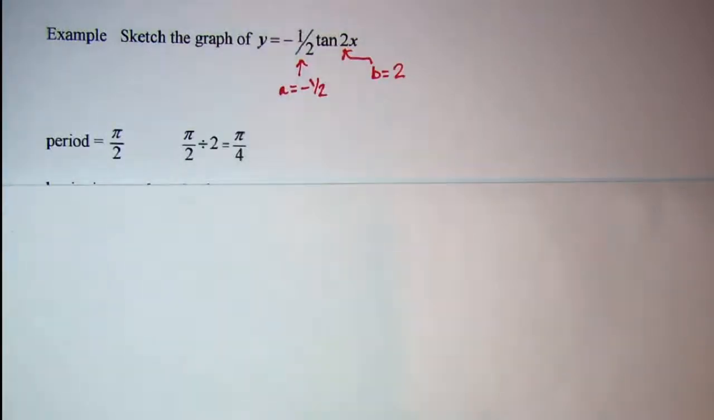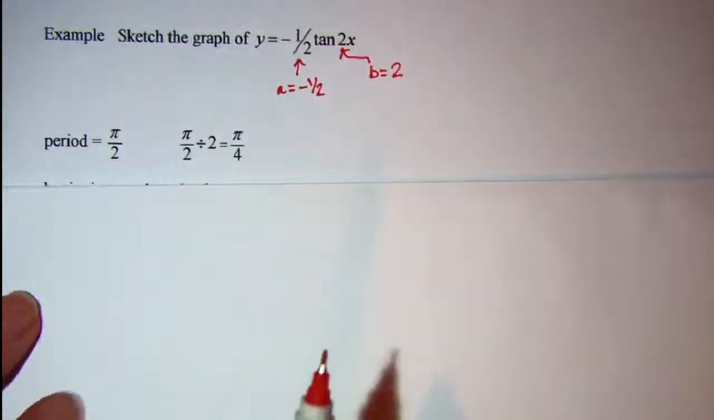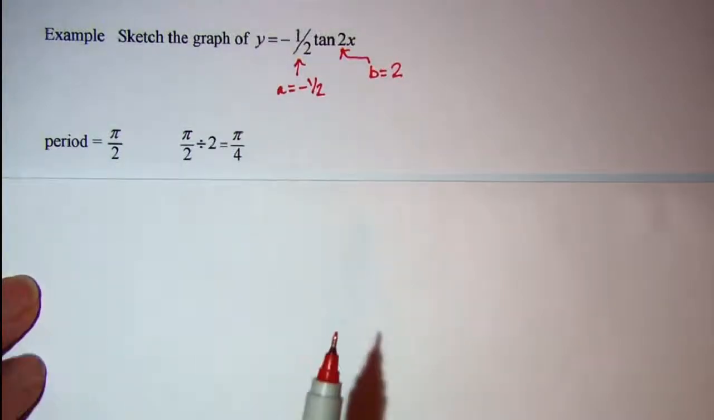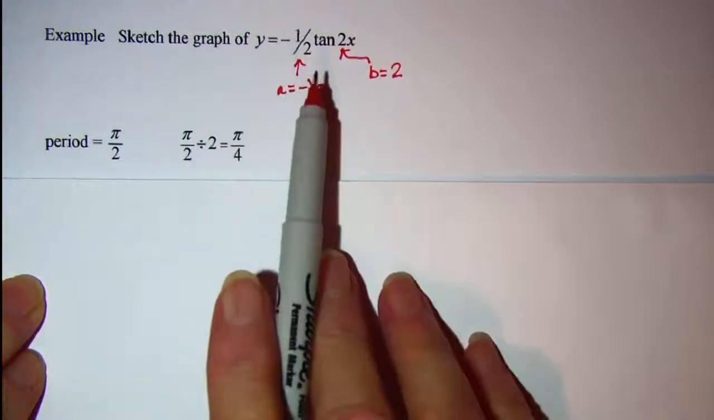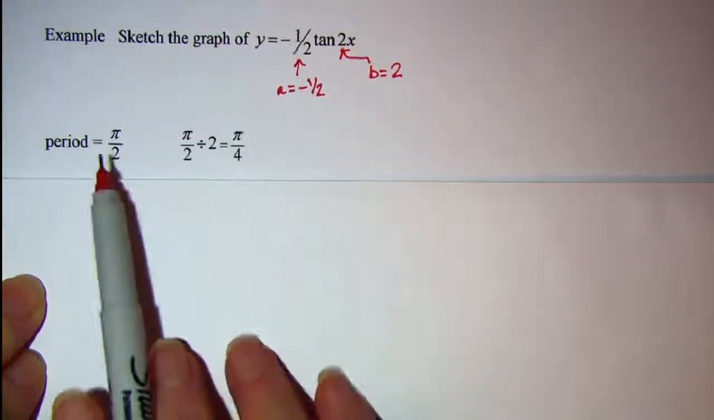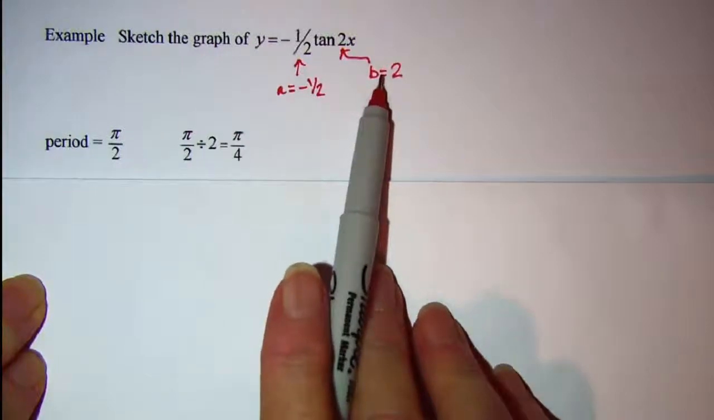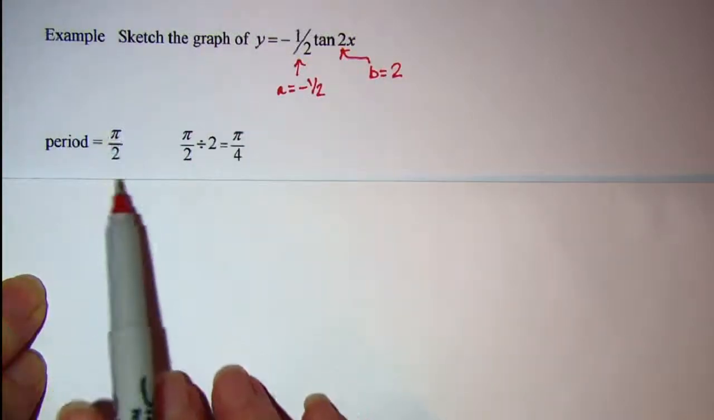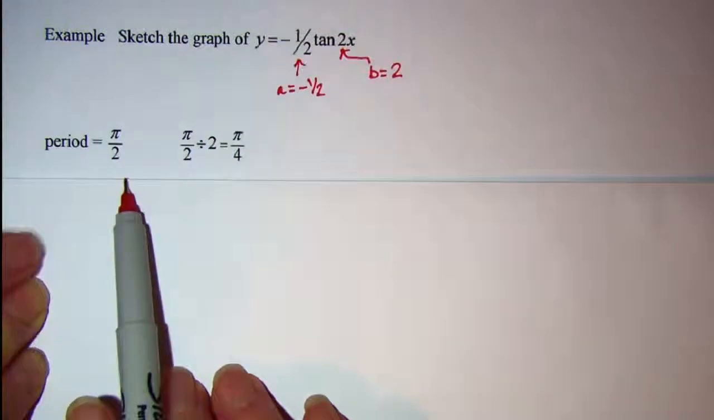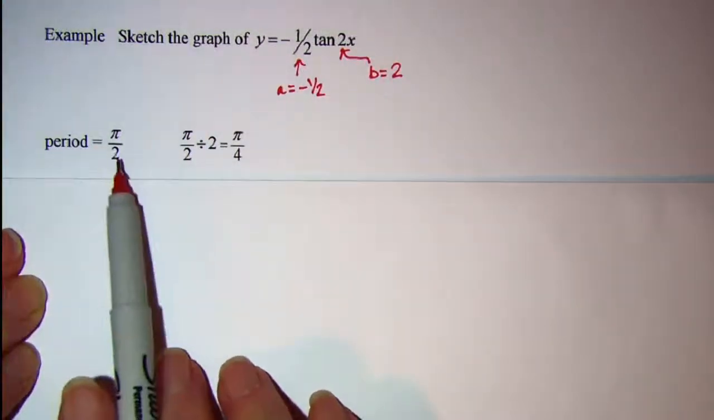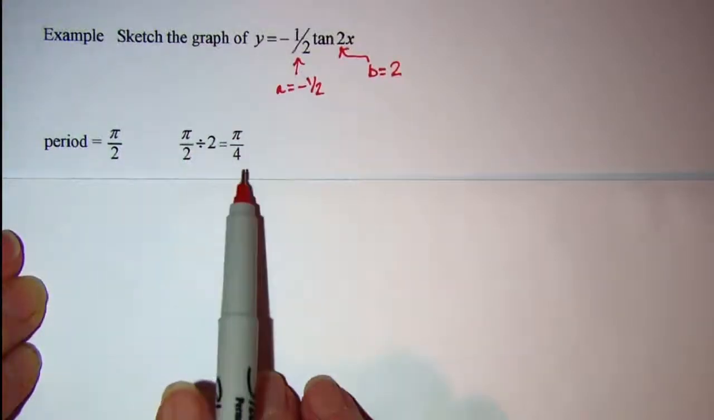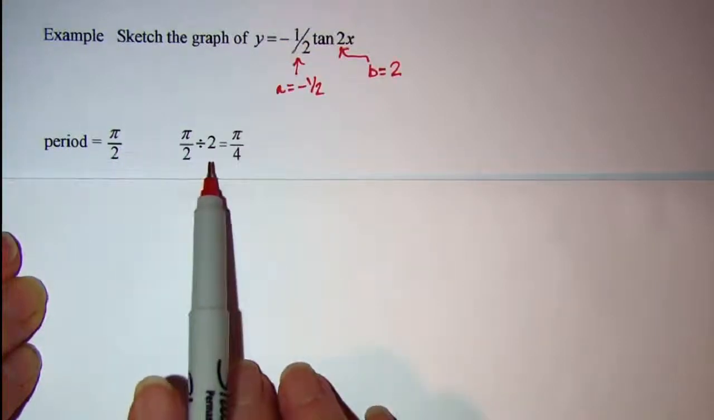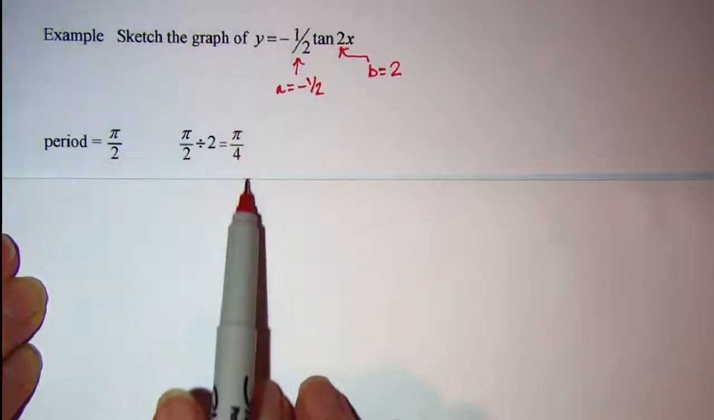All right. Our period, the first thing we do is period. For tangent, the period is pi for the basic tangent function, and then the formula is pi over b, and since our b is 2, our period is pi over 2. Now for the tangent function, half of this period is drawn on the right side of the starting point, and half of it is drawn on the left. So we divide this period by 2 and get pi over 4.